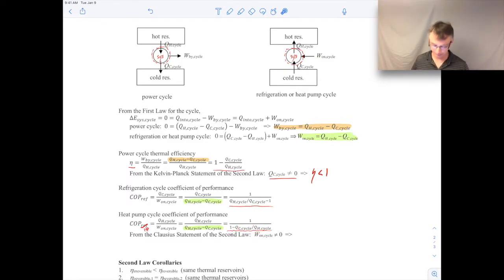So they are different. Now from the Clausius statement of the second law, we know that the work done on the cycle here can't be 0, right? If it was 0, then we would spontaneously be moving energy from the cold to the hot reservoir, and we can't do that. It's a violation of the Clausius statement of the second law. So since the work can't be 0, if you look at this part of the expressions for coefficients of performance, it means the denominator can't be 0, which means that coefficients of performance have to be finite.